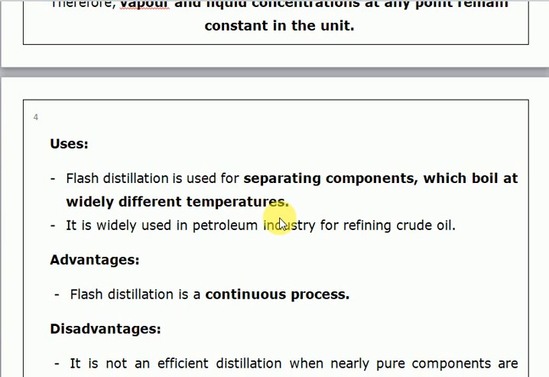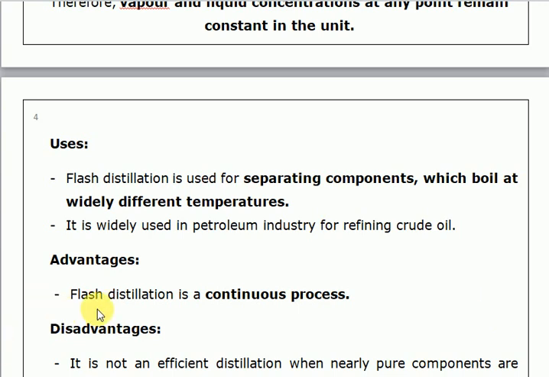The liquid which has a higher boiling point will get condensed faster, convert into liquid, and be separated from the bottom. It is widely used in the petroleum industry for refining crude oils. In pharmacy, flash distillation is not extensively used, but it can be used for separating certain kinds of oils which have varying degrees of temperature.